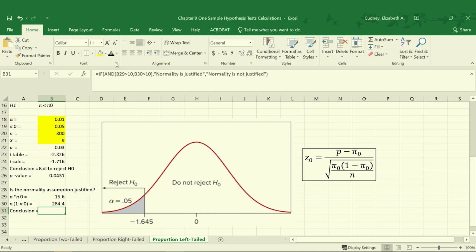We can set that up with our logic here as well, that if both of those calculations are greater than 10, then our normality is justified. However, if one of those values is not greater than 10, the normality assumption would not be justified. So luckily in this example, normality is justified.